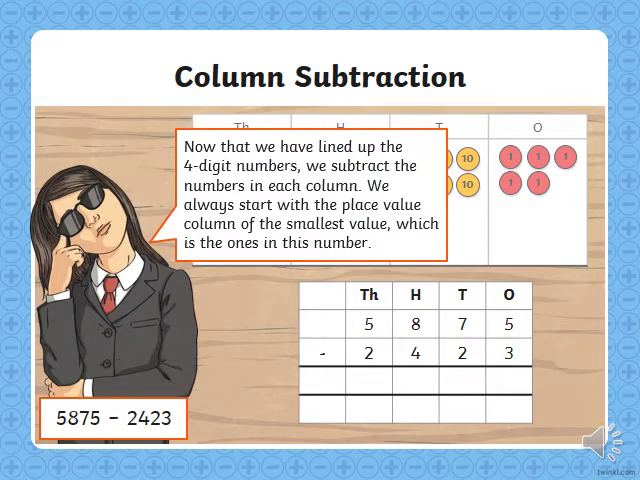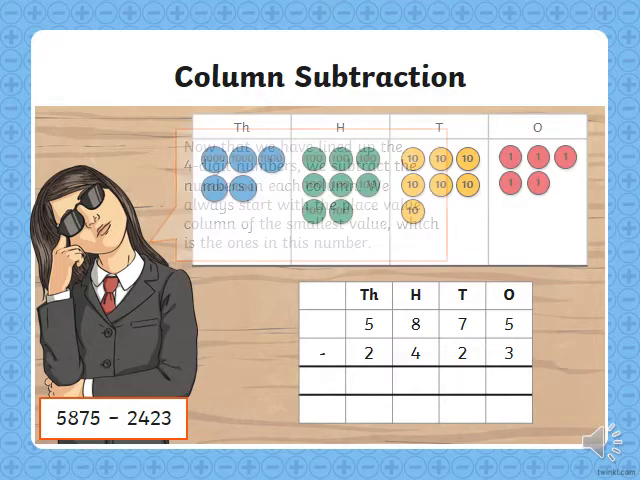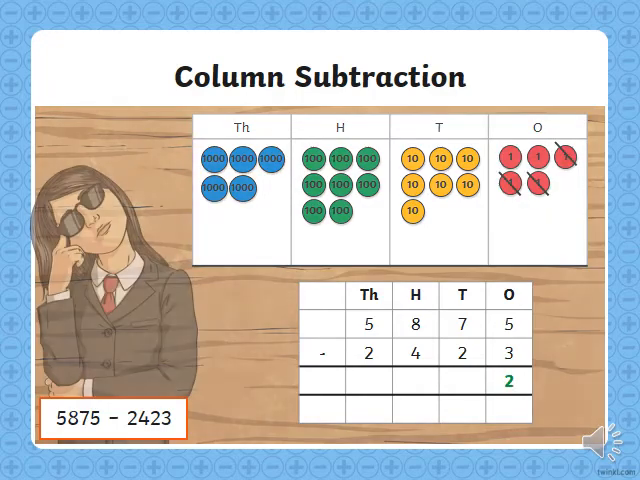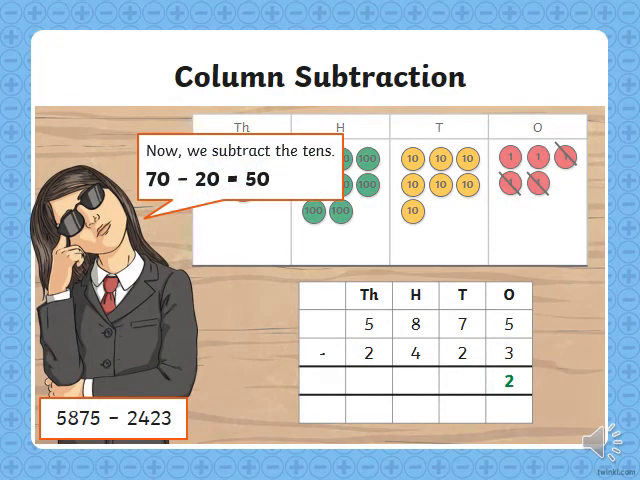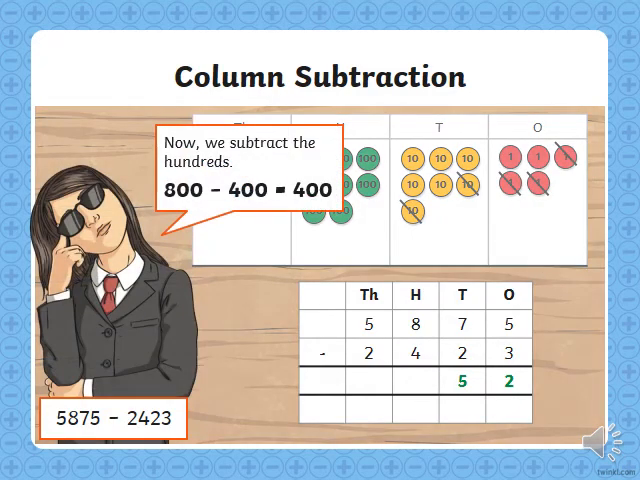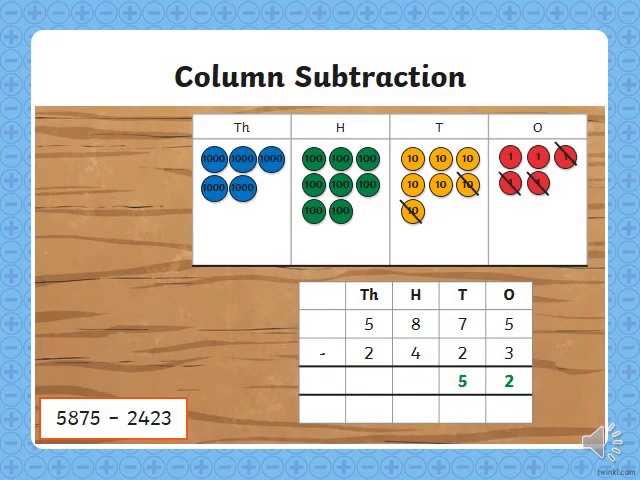So now that they've lined up the 4-digit numbers, they're going to subtract the numbers in each column, always starting with the ones first. So 5 take away 3, take 3 of those away, we are left with 2. 70 take away 20, we've got our 7 10s, we're going to take 2 of them away. We are left with 5 10s. 800 take away 400, so our 8 100s, we're going to take 4 of them away. And we are left with 400.